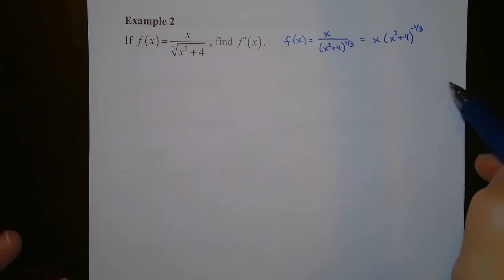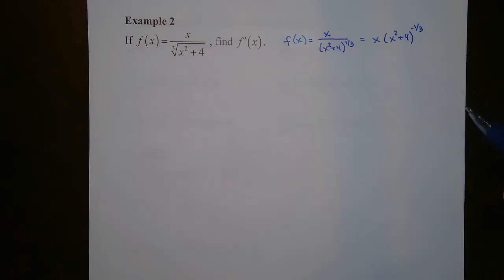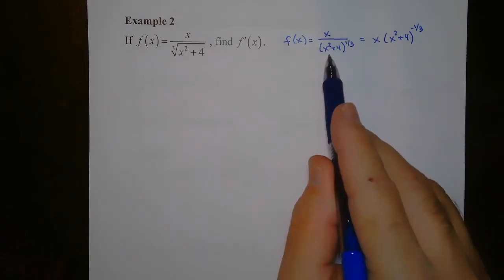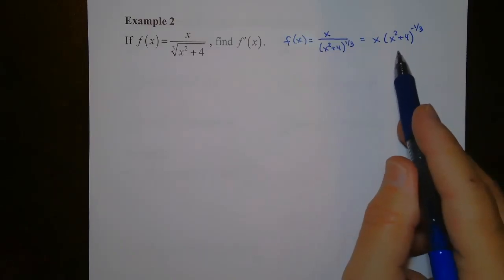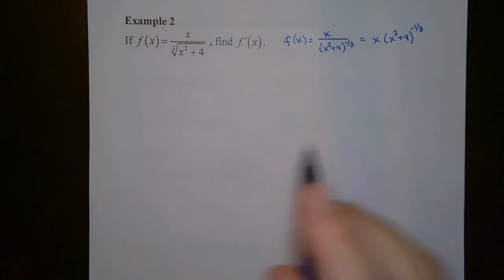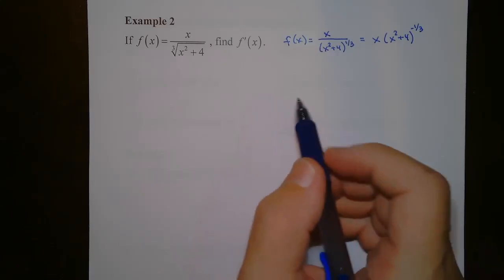For this problem, since I already did one with the product rule, I'm going to choose to use the quotient rule on this one. But if you chose to do the product rule yourself, I'm fine with that. The only time you have to use the quotient rule is when I say use the quotient rule.